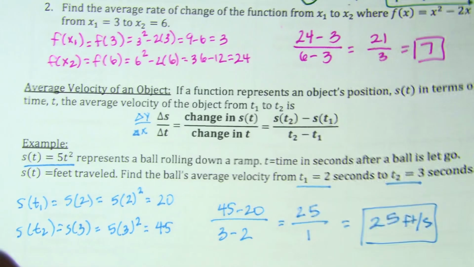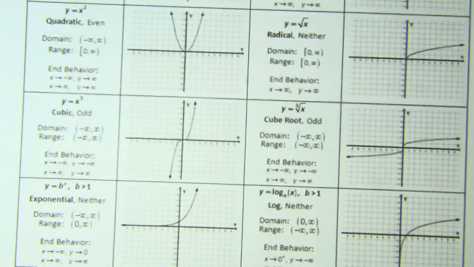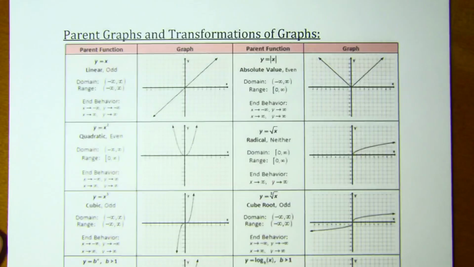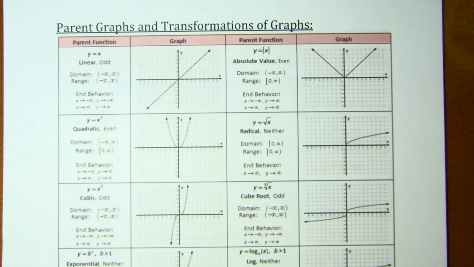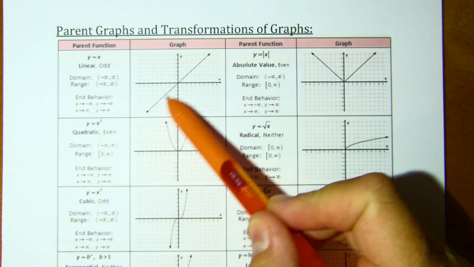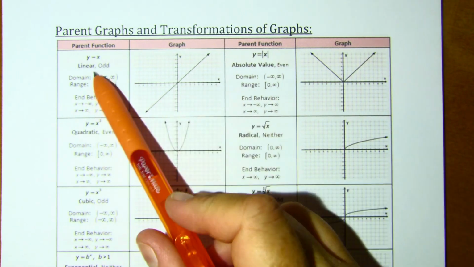All right. Now this next page, let me see if I can zoom out a bit here, is a list of all of our parent graphs. These are the most basic functions we can look at. So here we have our basic linear function, y equals x. And it gives us a bunch of information here.